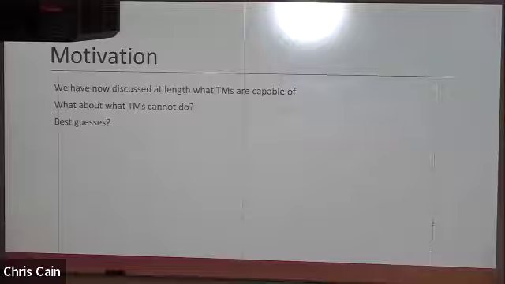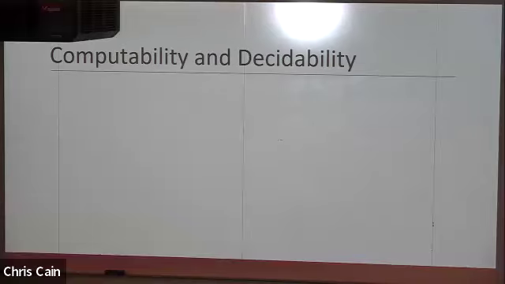Last time we talked about and left kind of hanging what the limits were of what a Turing machine or our modern computers could do. We wanted an idea of what modern computers can't do. To be able to answer that question, we need a couple of further definitions: both computability and decidability.